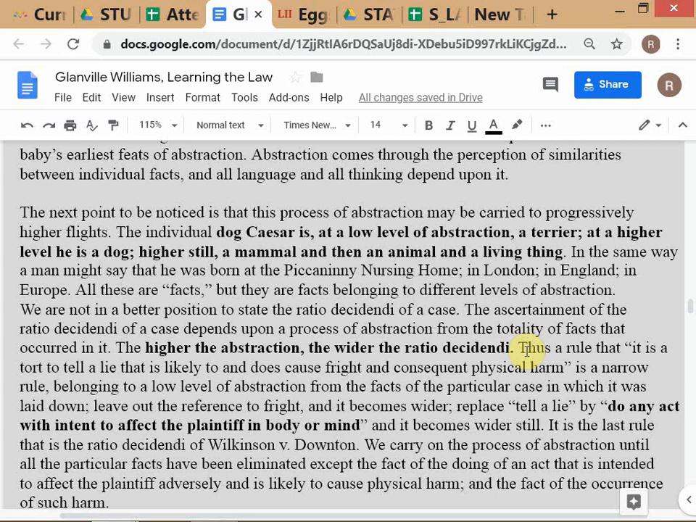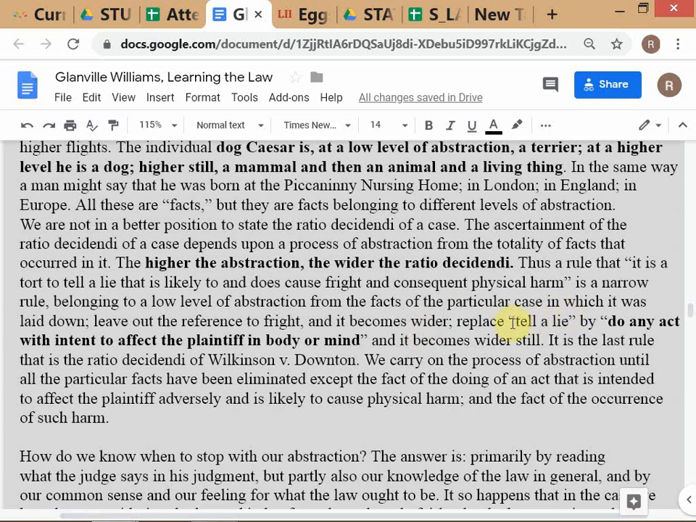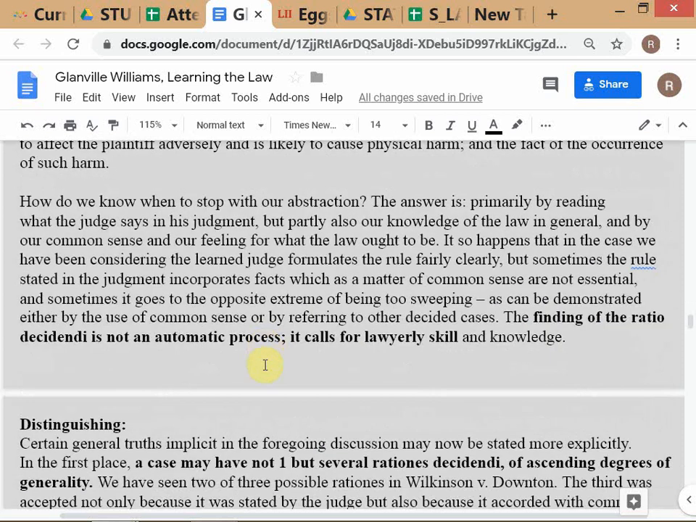Obviously if I'm applying a rule at the level of states, it's more general than something applied at the level of cities, because there'll be many cities within a state. So that is what we are trying to understand here. That's why it says instead of tell a lie, replace tell a lie by doing any act. That's a wider principle, right?